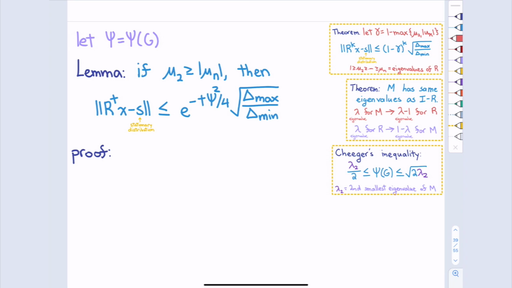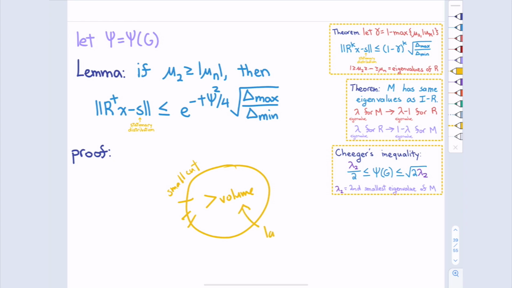Something that has low conductance will have some set with very large volume and then a small cut. That would be a low conductance set. But we can also interpret this large volume as large probability mass of the stationary distribution.